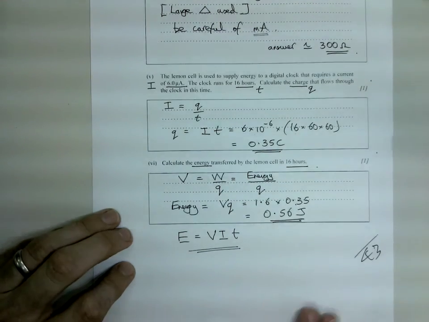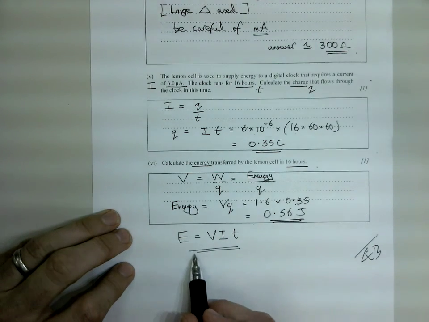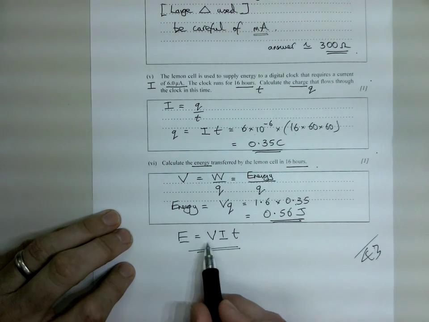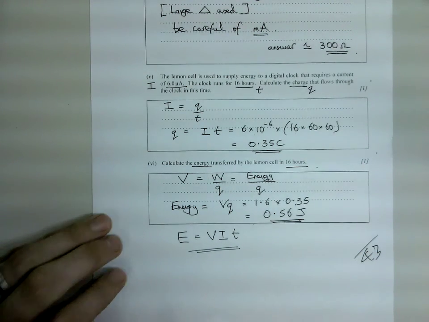I could use this equation. There's one you can probably remember from GCSE. Electrical energy transferred is voltage times current times time. I would get the same answer. Okay.